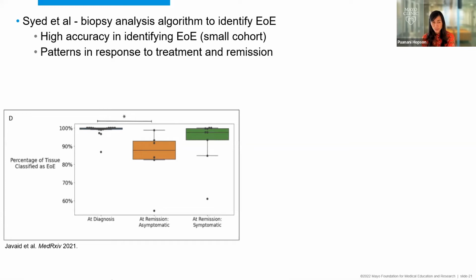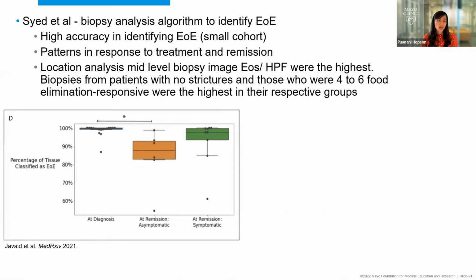However, they were still symptomatic. And I know that I experience this often in helping my patients, trying to understand: are you in remission clinically, or are you in remission histologically, and should we treat those two differently? And clearly, this group was able to find at least a difference within the percent of the tissue that's seen with EoE. They also looked at a location analysis.